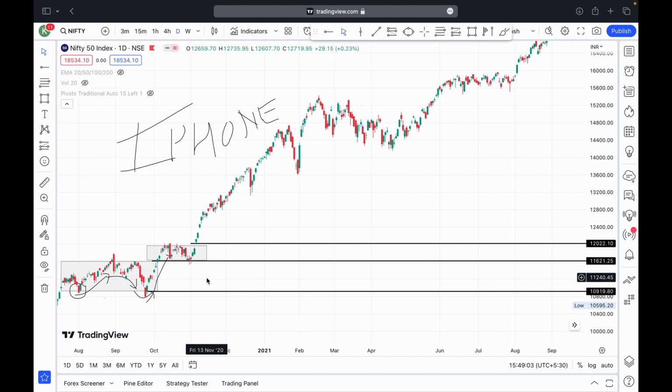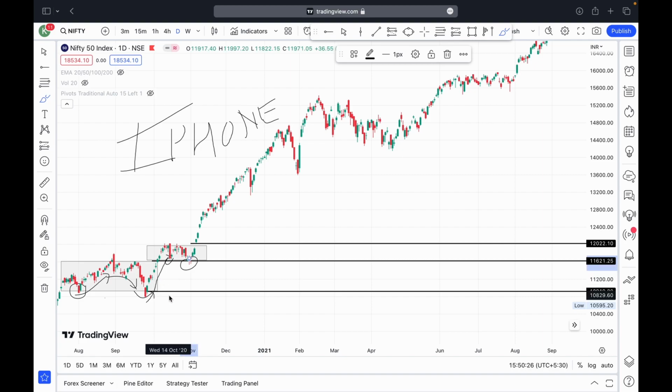Same concept is applicable in this zone also. Whenever the prices come near 11,621, there are buyers sitting over here who are willing to buy the iPhone at this price. 11,621 is the discounted price for them, since they were unable to buy the iPhone in the range of 10,919 to 11,621. So whenever the price drops around here, they start buying.